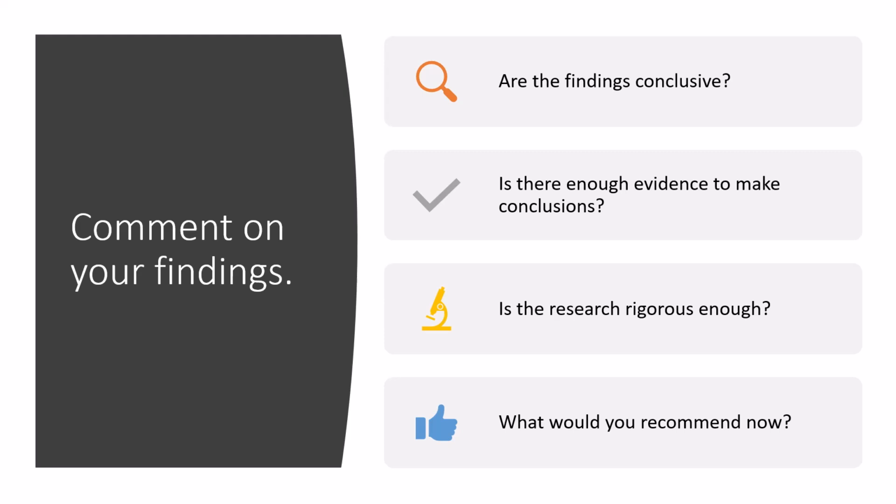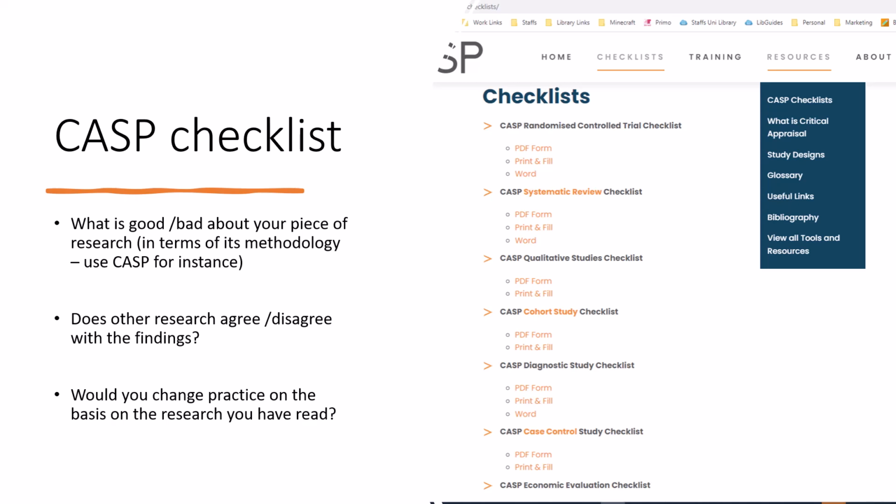When you're presenting your findings, comment on them. Are these findings conclusive? Is there enough evidence? Is this research rigorous enough? Or are there issues with how the research methods were implemented? And what recommendations were made, and what would you recommend following looking at this research? You may be able to use a critical analysis checklist to enable you to have some benchmarks across all the different papers. CASP checklists are often used by health students, but there are a range of different critical appraisal tools like this that might be more applicable to your subject.